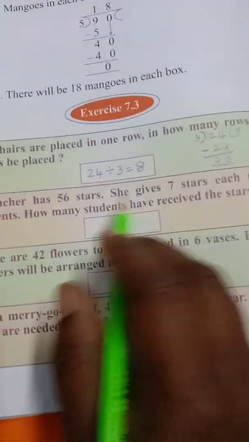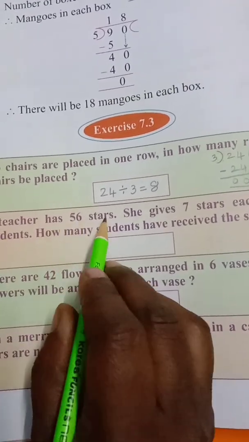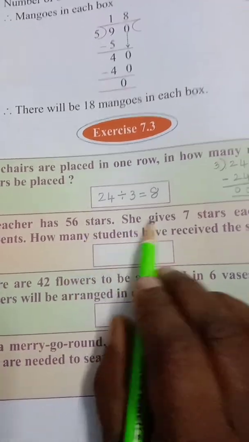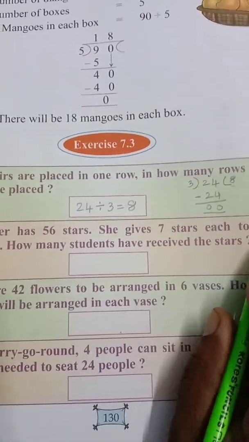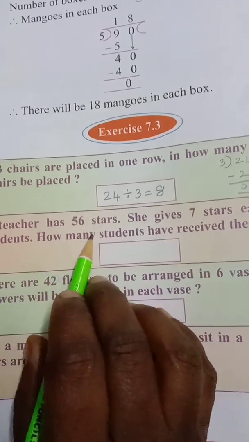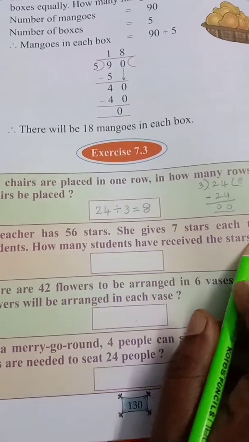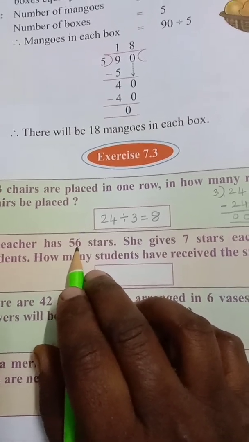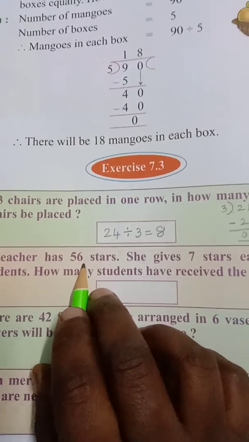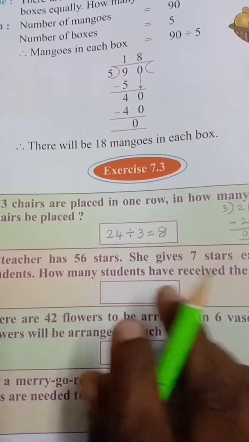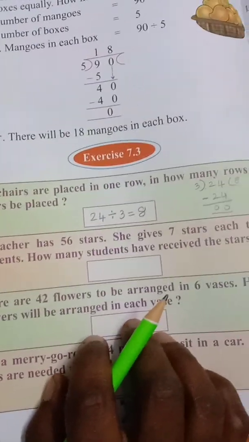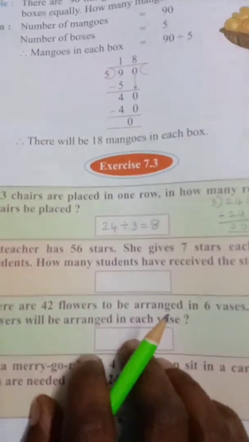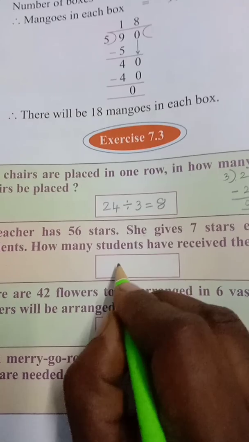A teacher has 56 stars. She gives 7 stars each to a few students. How many students have received the stars? So, one teacher is having 56 stars with her and she is giving 7 stars to one child, so for some children only. If she gave 7 stars to some children, how many children got stars they are asking you. So, what you have to do?